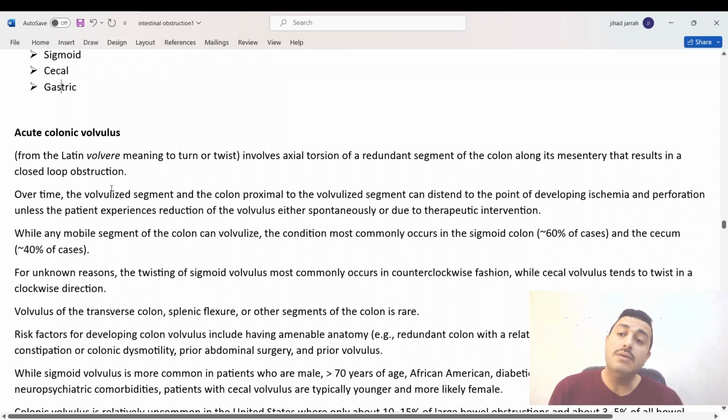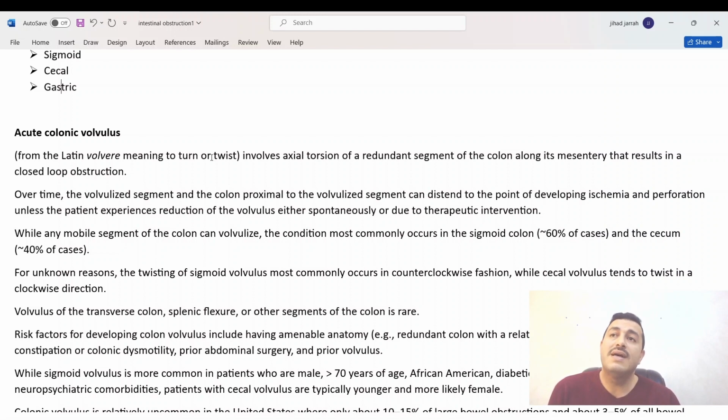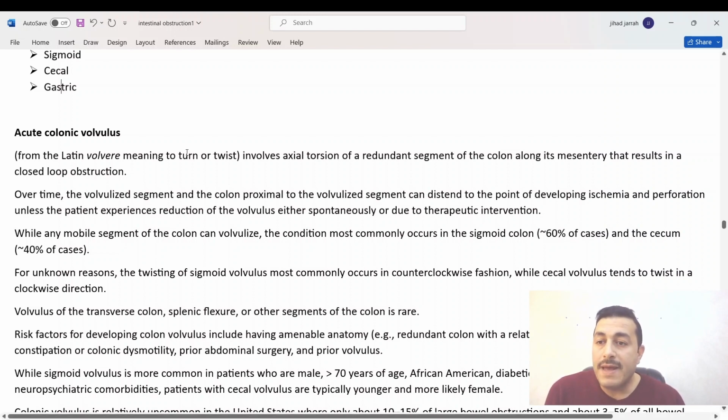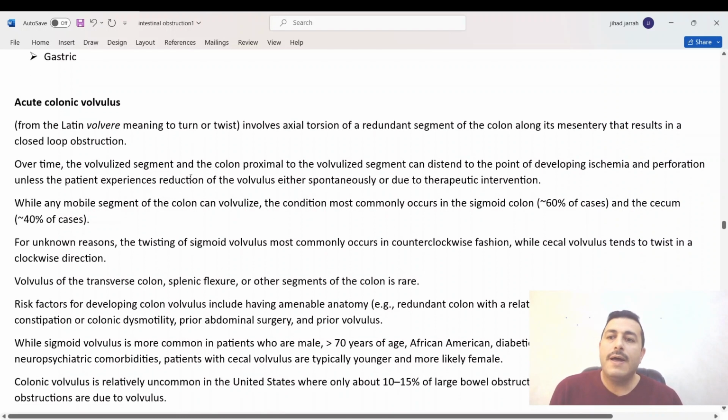So, acute colonic volvulus, as we said, is twisting. We are talking here in general about sigmoid and cecal volvulus, and we will review every item separately. Okay, what we are going to say here.